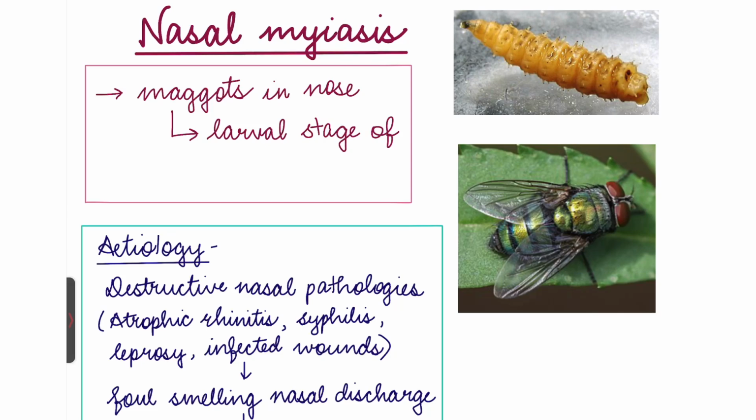Nasal myiasis refers to maggots in the nose. In this case, these maggots are the larval stage of Chrysomia fly. This term, mya, means fly.